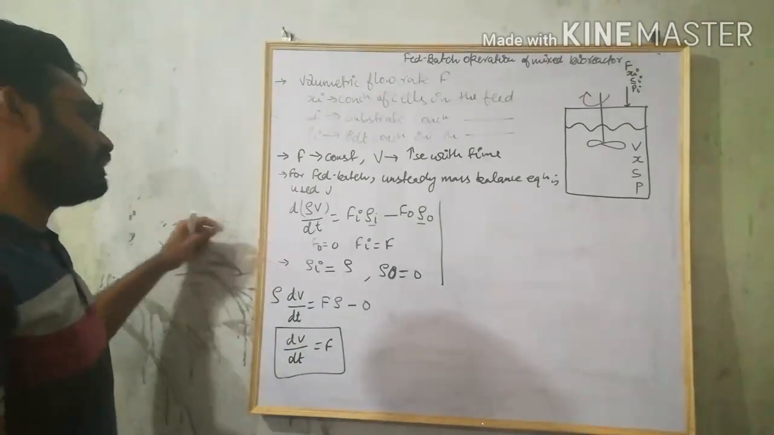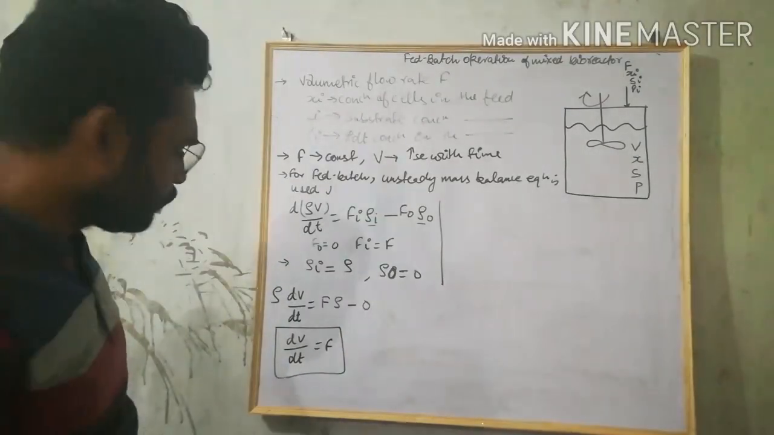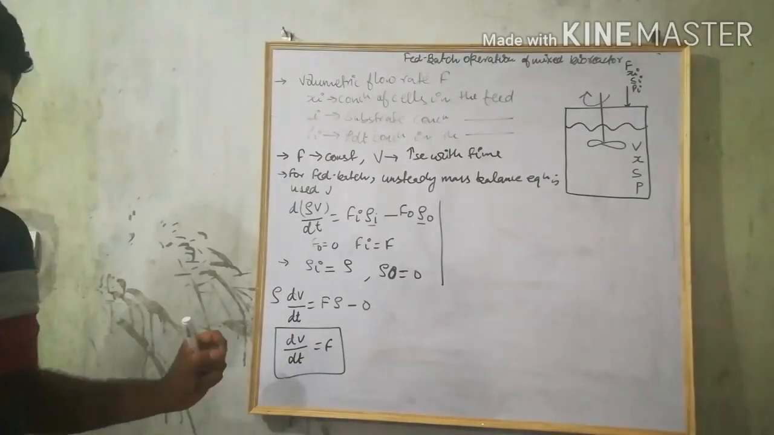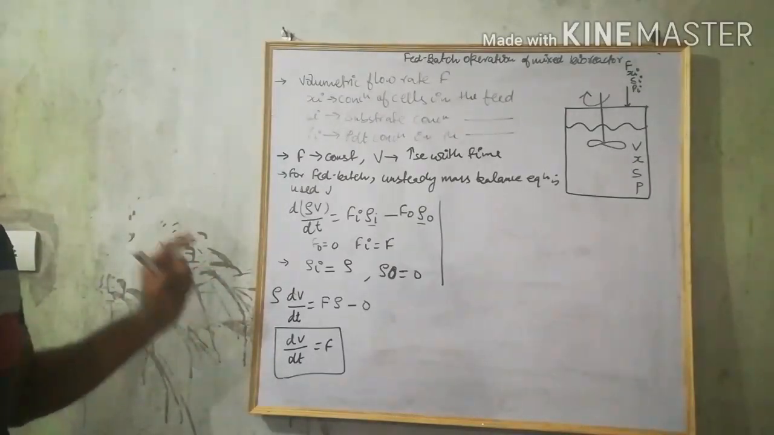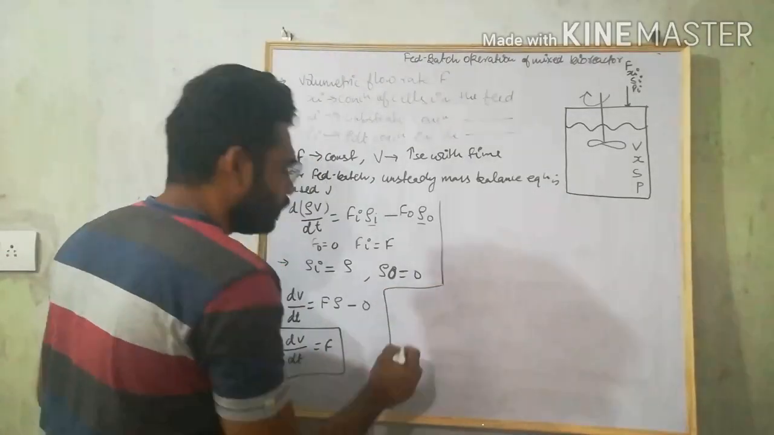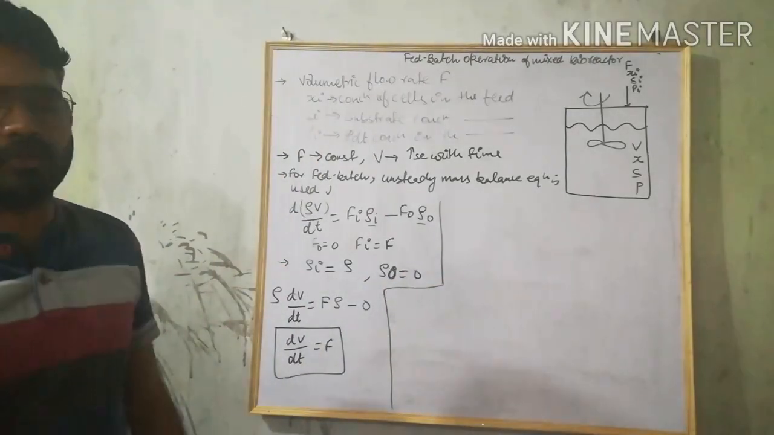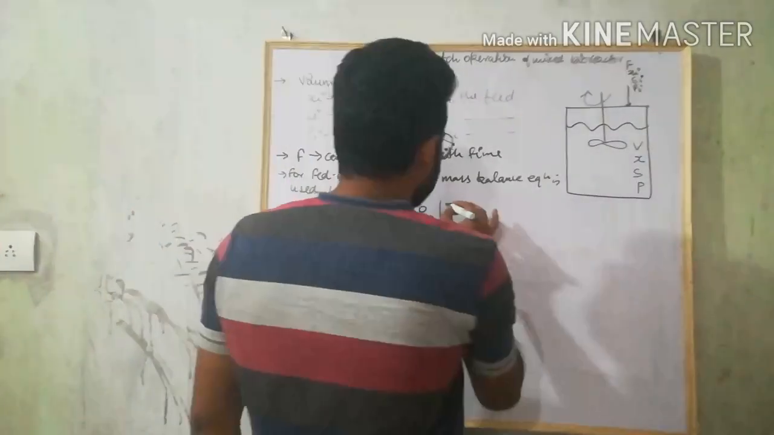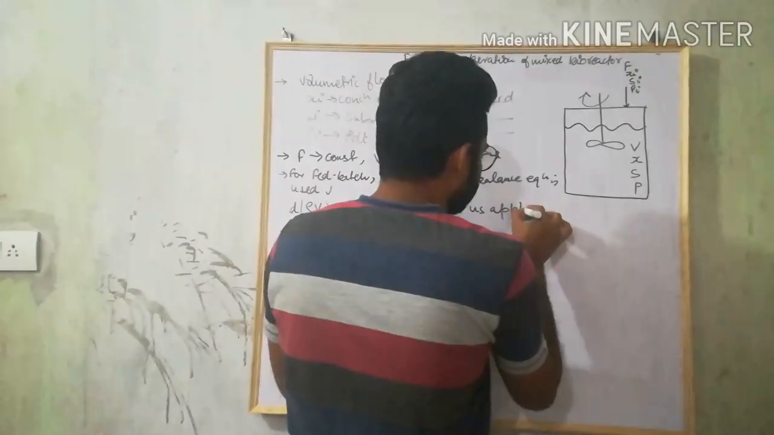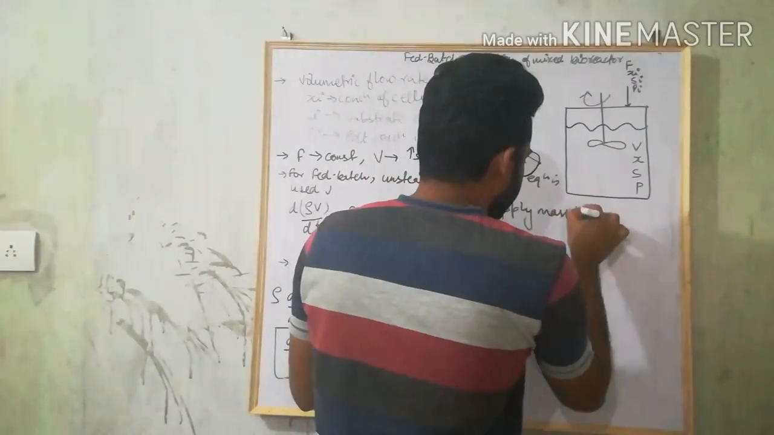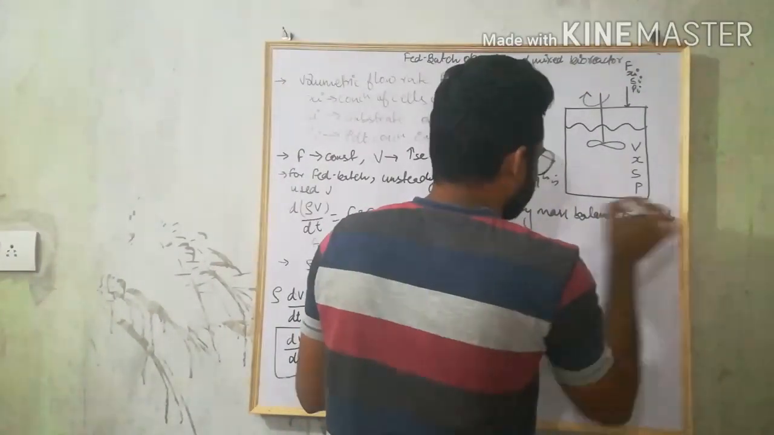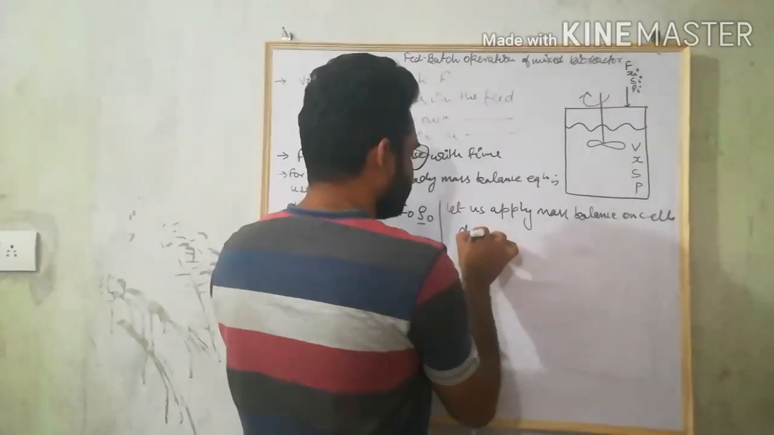So here we have got a very important conclusion, and that is dV by dt equals F. This we are going to use in further applications, right? So let us now focus on the mass balance on cells, right? So let us apply mass balance on cells. We know that particular equation here, right?